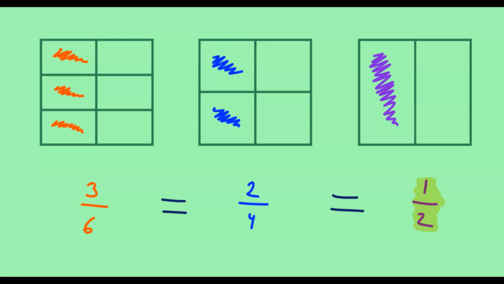What does this mean? This means that if we simplify 3 divided by 6, we will obtain 1 divided by 2. And if we simplify 2 divided by 4, we will obtain 1 divided by 2. And our goal is to obtain a fraction which has the same value as the original fraction, but in which the numerator and denominator are as small as possible. So how do we do that?